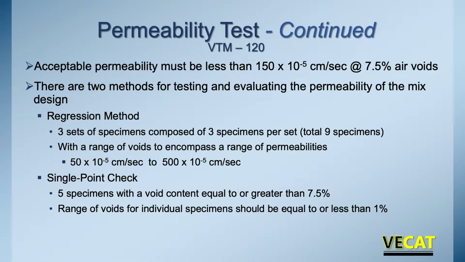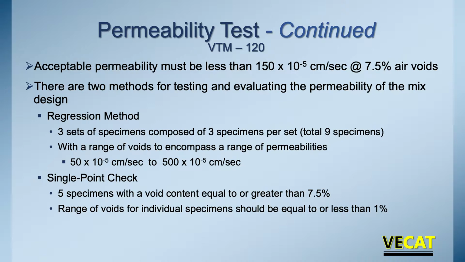Acceptable permeability must be less than 150 times 10 to the minus 5 centimeters per second, which is the flow rate of the water at 7.5% air voids for your specimens. There are 2 methods for testing and evaluating the permeability of a mix design. One is the regression method.